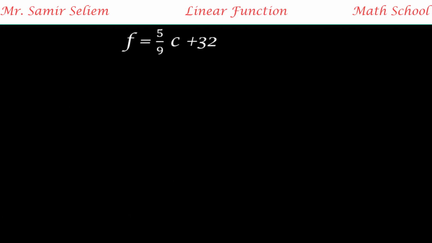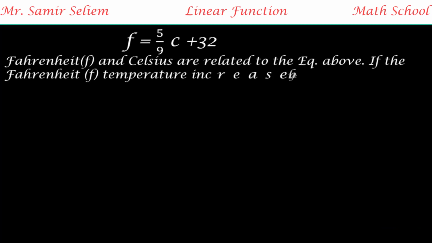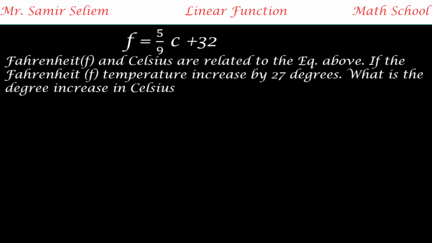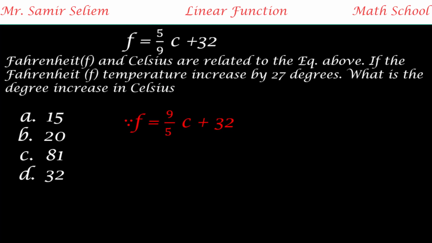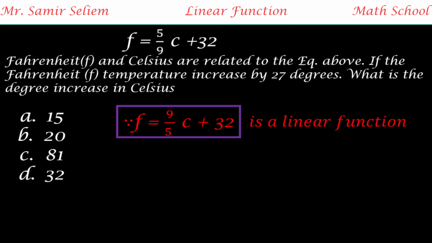We have here a linear function, F equals 5 over 9 C plus 32. He said Fahrenheit and Celsius are related by the equation. This equation is a linear function. If the Fahrenheit temperature increased by 27 degrees, don't forget this information, what is the degree increase in Celsius? We have here the choices. F equals 9 over 5 C plus 32. This is a linear equation.